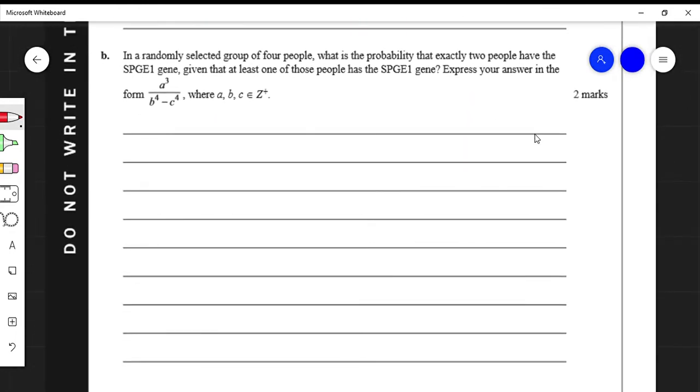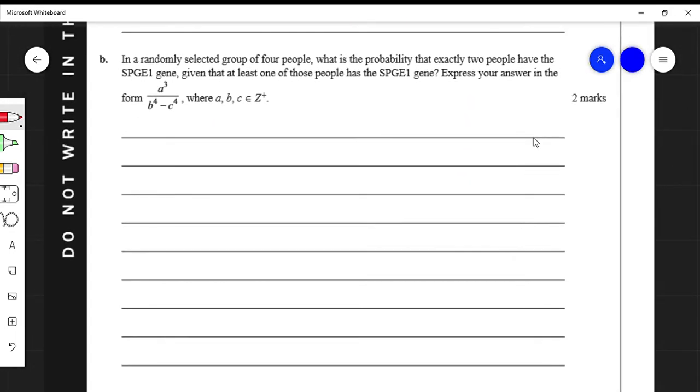Okay, so we're on to the more general case. In a randomly selected group of 4 people, what's the probability that 2 people have the gene, given that at least one of those people has the gene? So first thing you should do is use the formula that we know for this, because they phrased it as x given y. So we want the probability that x equals 2, given that x is greater than or equal to 1.